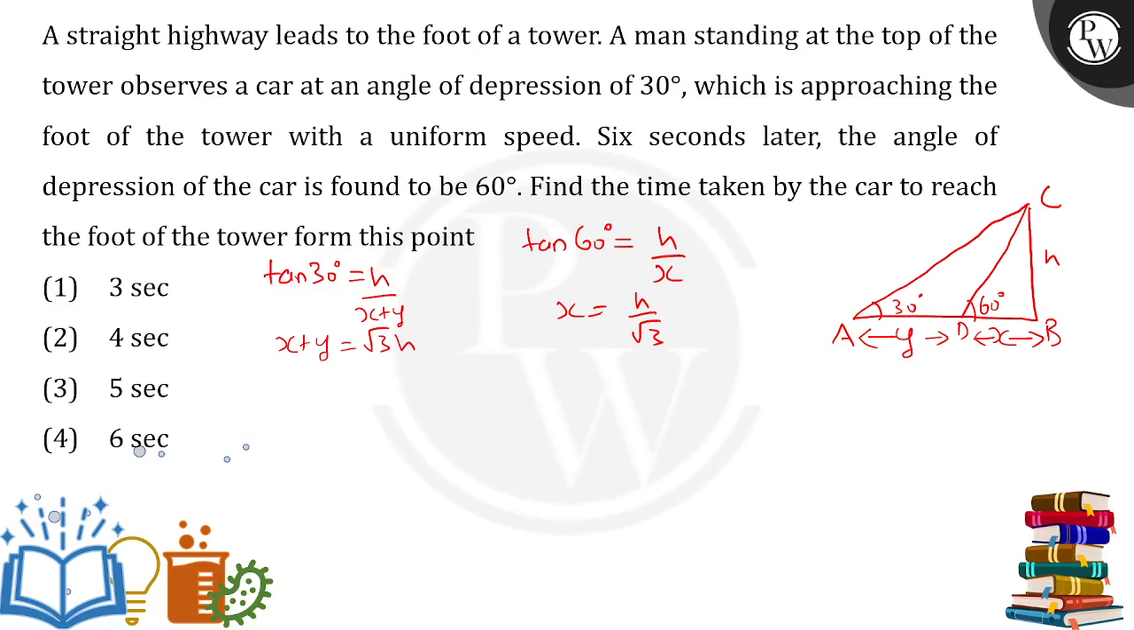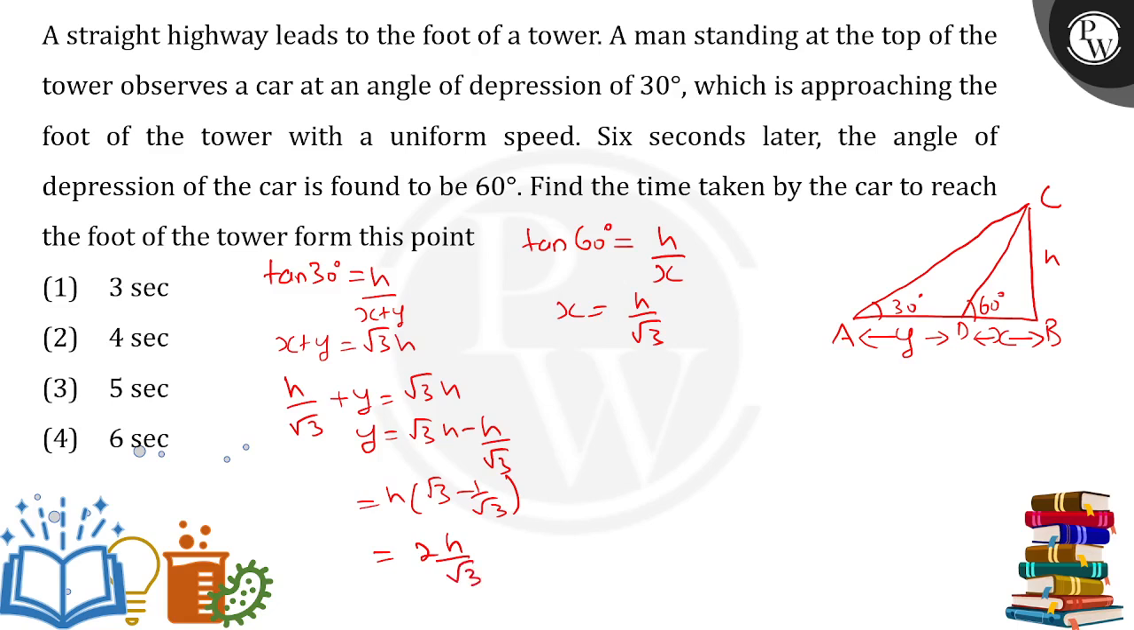So you can put up the value of x over here. Putting up the value of x, this is h upon root 3 plus y is equal to root 3h. From here you can find out the relation that y will be root 3h minus h upon root 3. Taking h as common, root 3 minus 1 upon root 3. When you take the common denominator, root 3 into root 3, 3 minus 1, that is 2 upon root 3. So the value comes out to be 2h upon root 3.